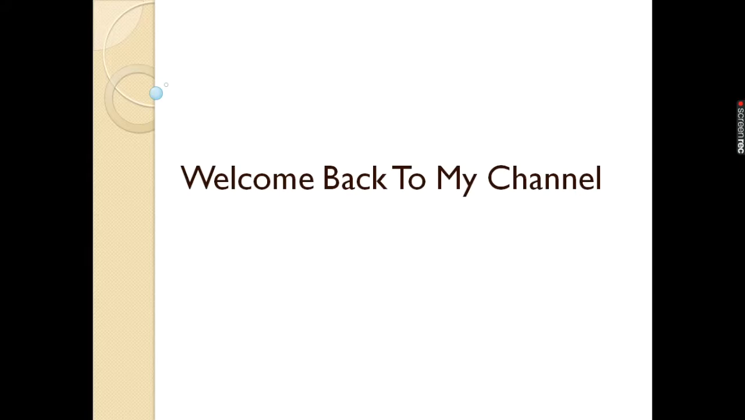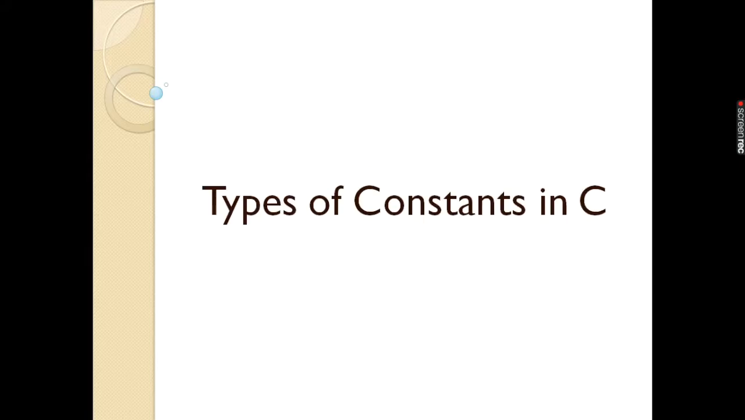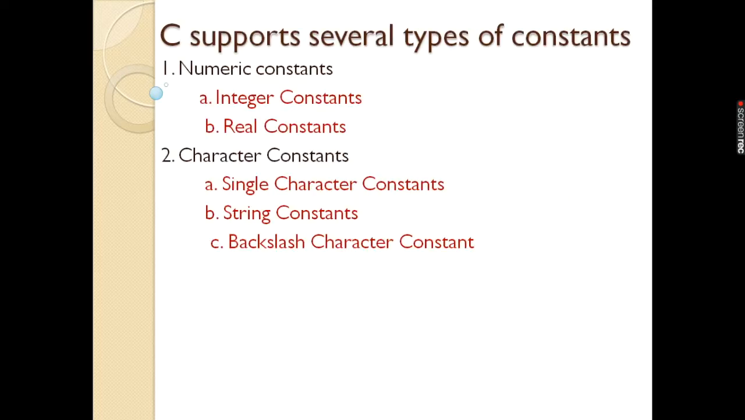Today we will discuss types of constants in C. C supports several types of constants. One, numeric constants, and second, character constants. Numeric constants have two types, integer constants and real constants. And character constants are of three types: single character constant, string constant, and backslash character constant.